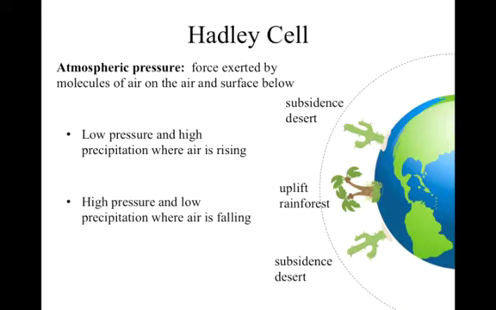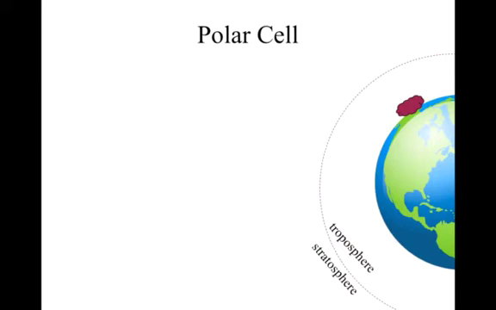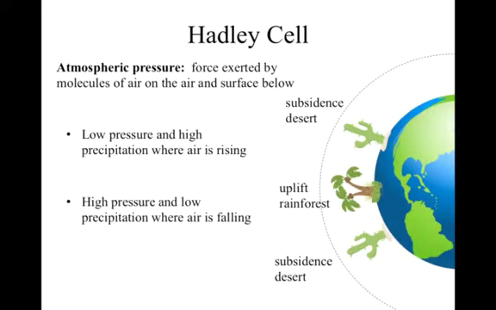All right. Because the uplift is associated with low pressure and high precipitation, we tend to get rainforests around that uplift zone near the equator. And then in those subsidence areas, because it's very dry and high pressure, we tend to get deserts. So this is how that climate pattern driven by the solar radiation actually determines the types of vegetation that you can get on a broad scale across the whole surface of the globe.